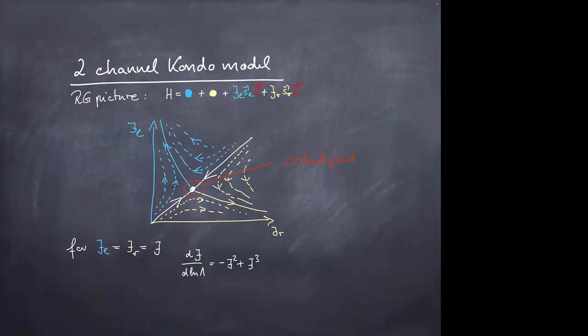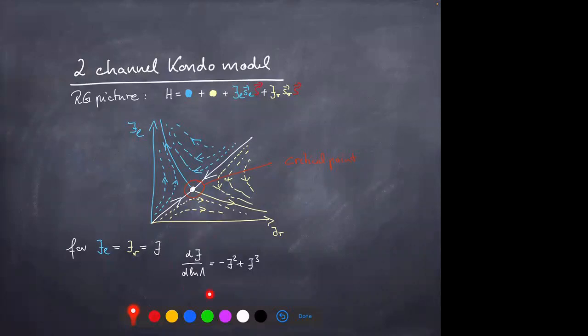First of all, we have these two lines, which are very simple and easy to understand. This line is when JR is 0, so we're back to the one channel problem. This line is when JL is 0, and we're again back to the one channel problem. It turns out there's a very special line in this problem, when both couplings are exactly the same. This is this white line, and on this white line there's a very special point.